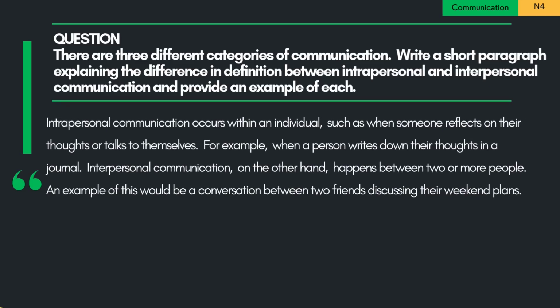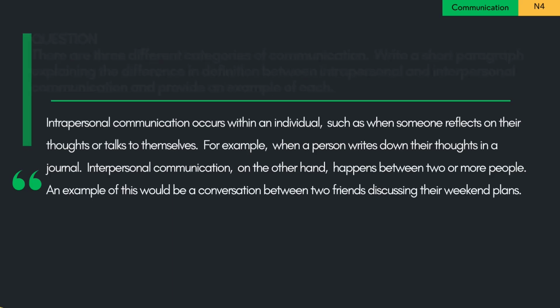Intrapersonal communication occurs within an individual, such as when someone reflects on their thoughts or talks to themselves. For example, when a person writes down their thoughts in a journal. Interpersonal communication, on the other hand, happens between 2 or more people. An example of this would be a conversation between 2 friends discussing their weekend plans.